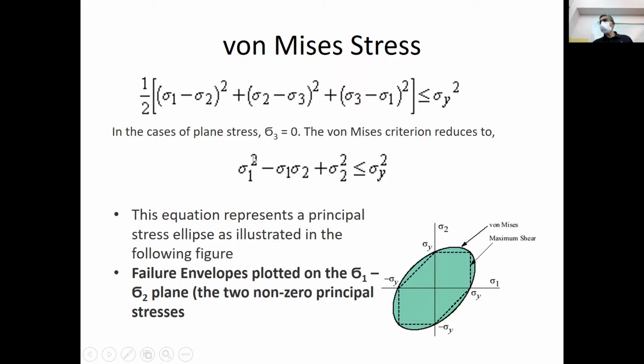And the one I'm looking at right here, you see, I am comparing using principal stresses. That's why we plot the failure envelope on the axes sigma 1 and sigma 2, principal stresses. And yes, we want to use the two non-zero principal stresses. This is an equation of an ellipse, represents an ellipse, and is illustrated here in this figure.